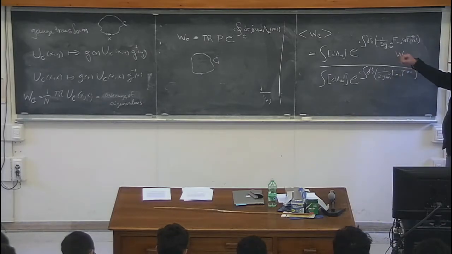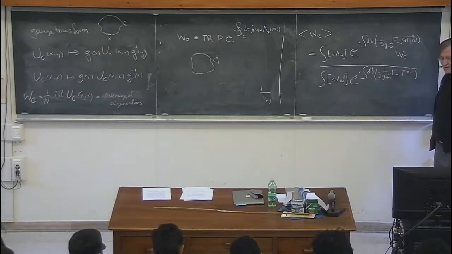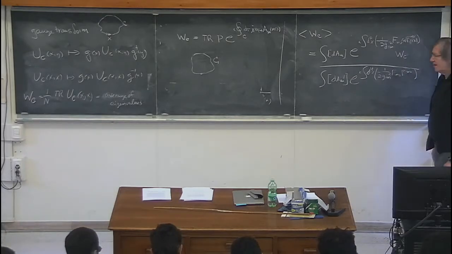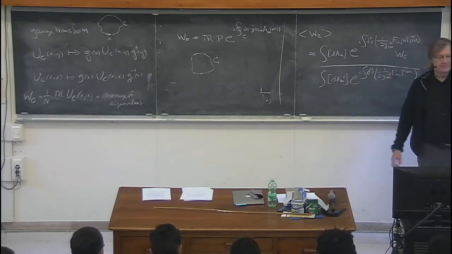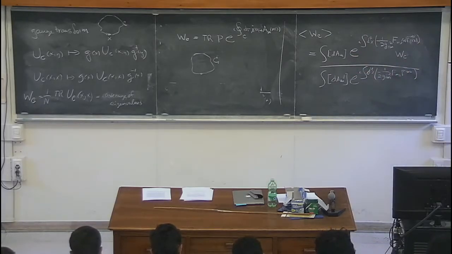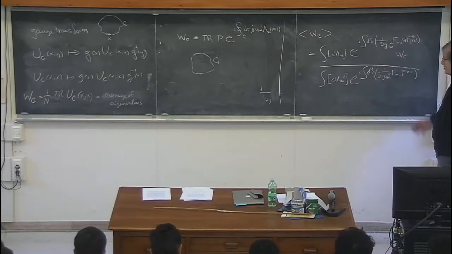Here I've normalized it so that if W happened to be 1, the expectation value would be 1. A nice safe way to normalize it is to just divide by this functional integral. And so this is some sort of averaging over function space of the classical operator as a functional of the functions that you're averaging over.